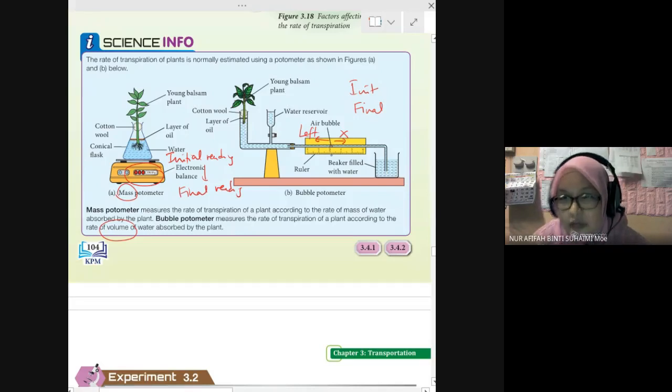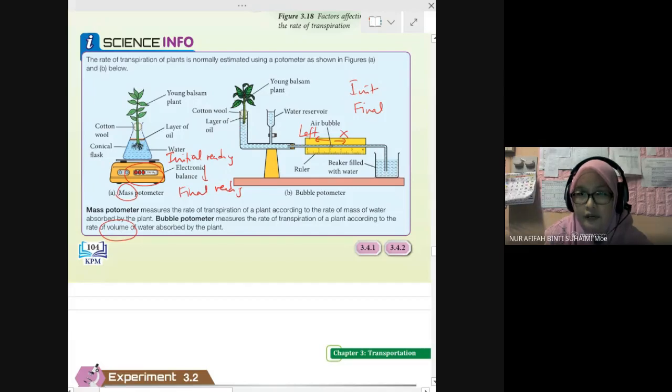Let's say here we got 3 something, minus the final value. Initial minus final gives the volume of water absorbed by the plant.